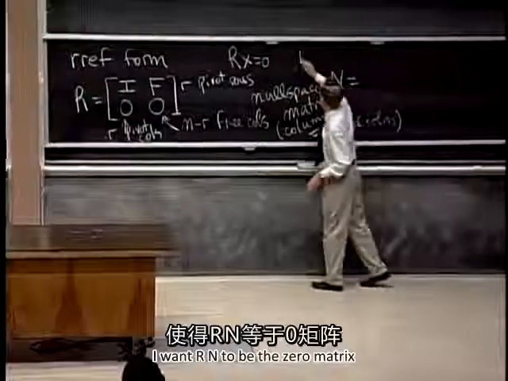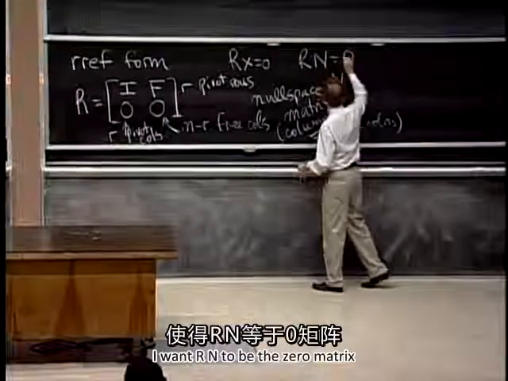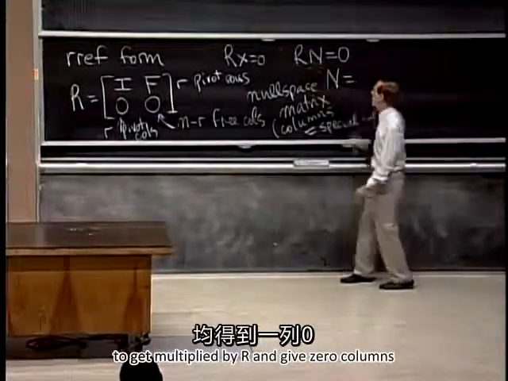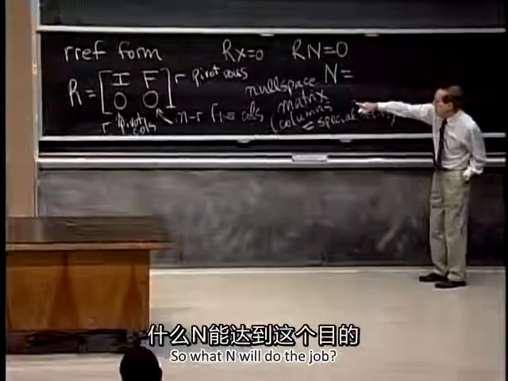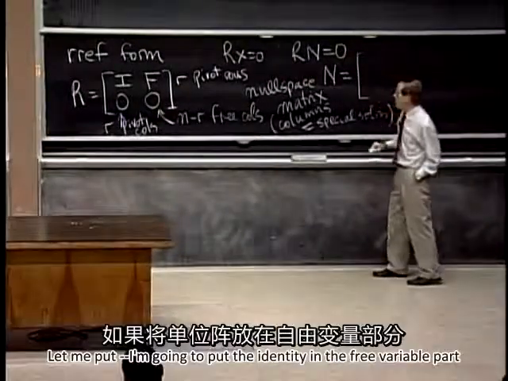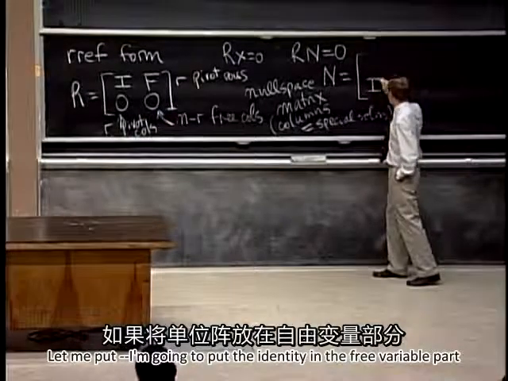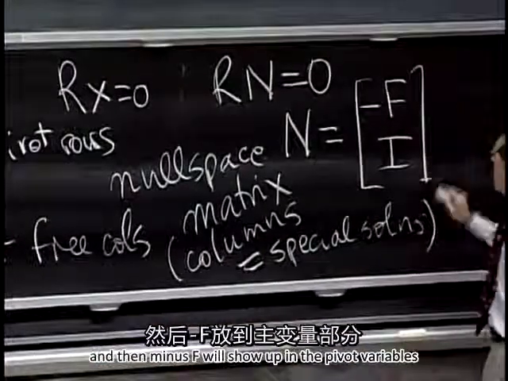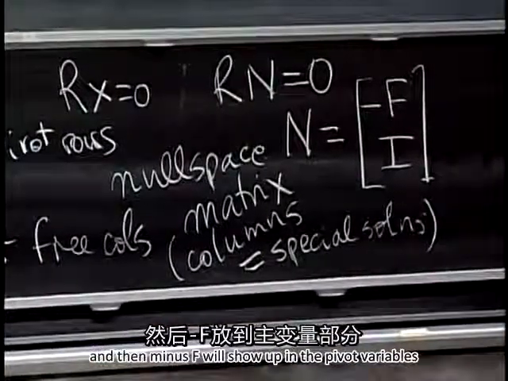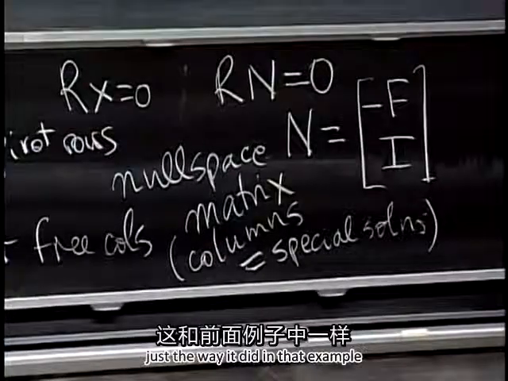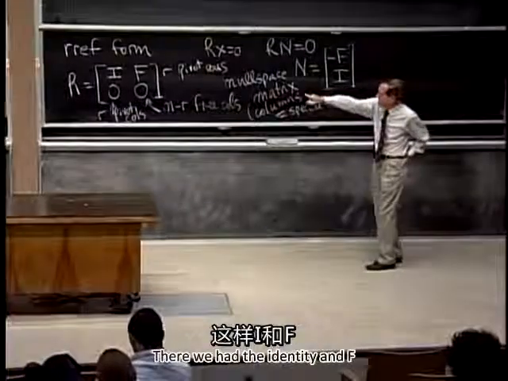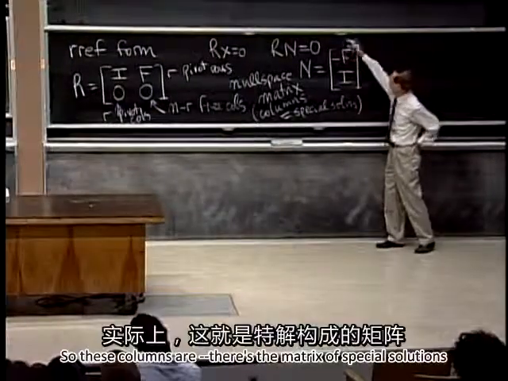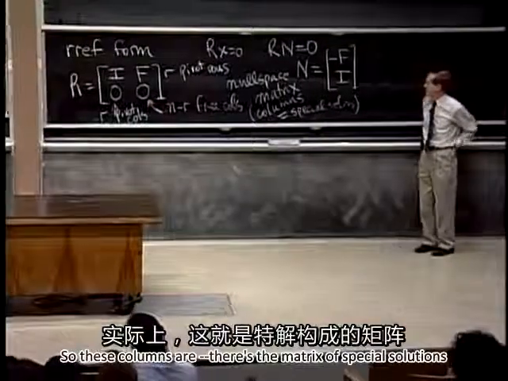I want Rn to be the zero matrix. These columns of n are supposed to get multiplied by R and give zero columns. So what n will do the job? I'm going to put the identity in the free variable part, and then minus F will show up in the pivot variables, just the way it did in that example. There we had the identity and F, here and in the special solution. So these columns are the matrix of special solutions.